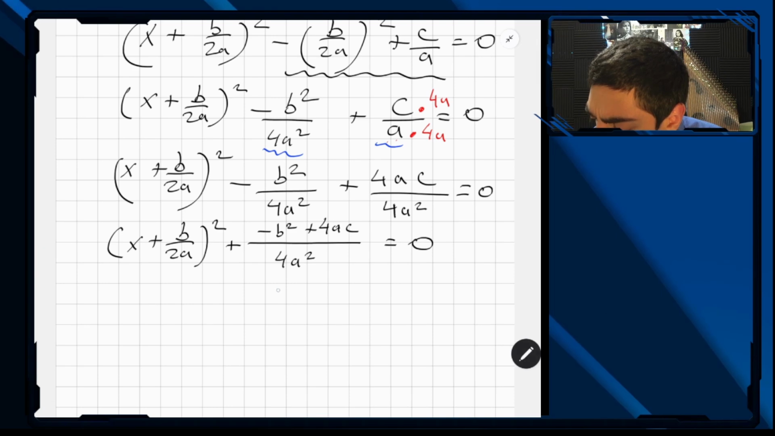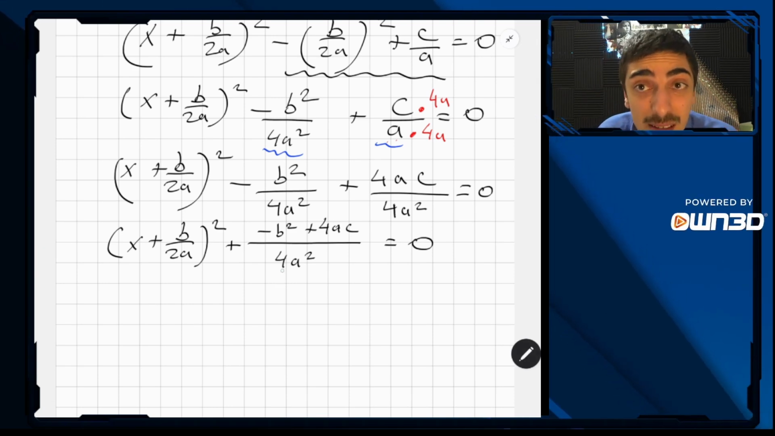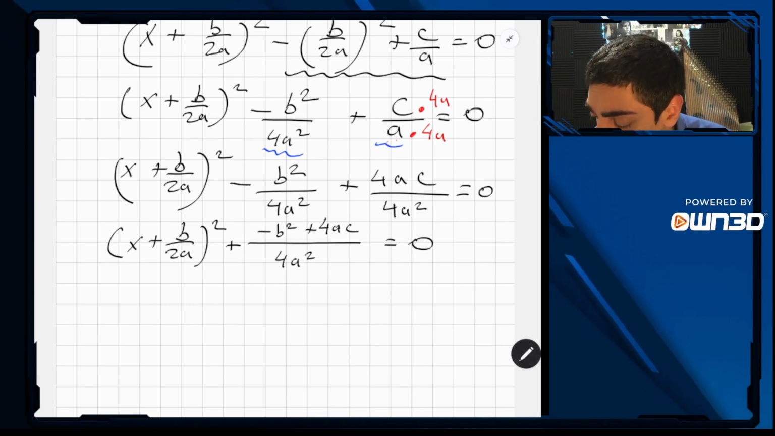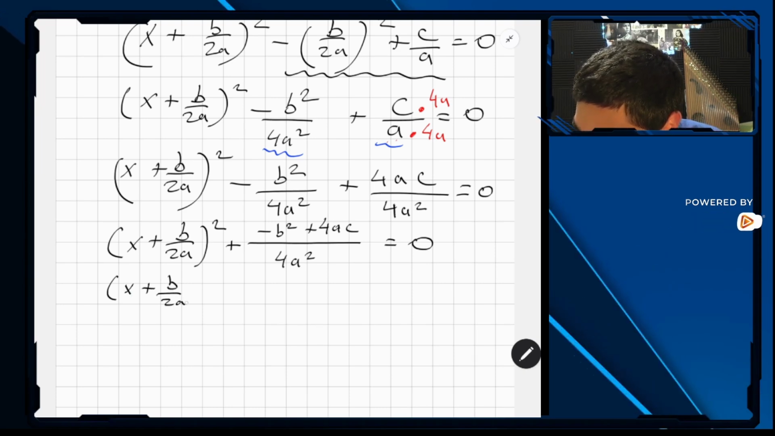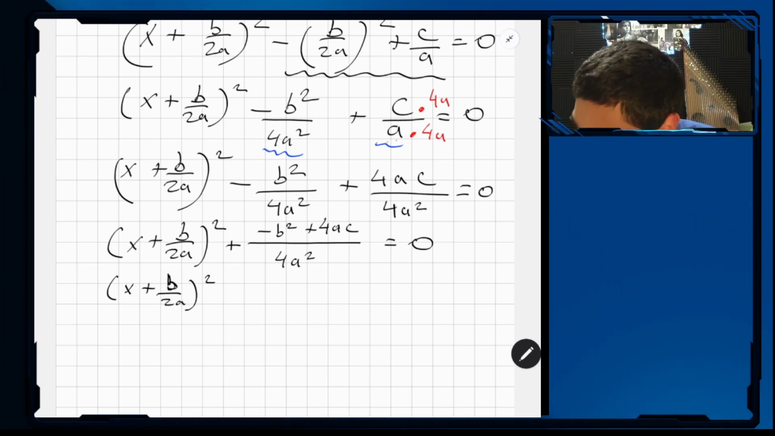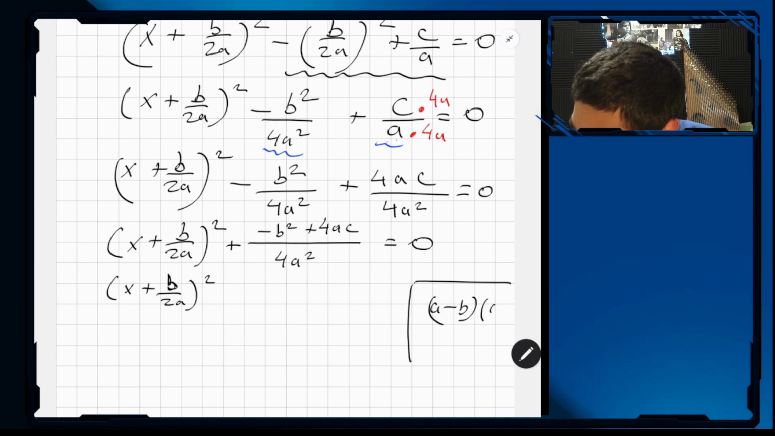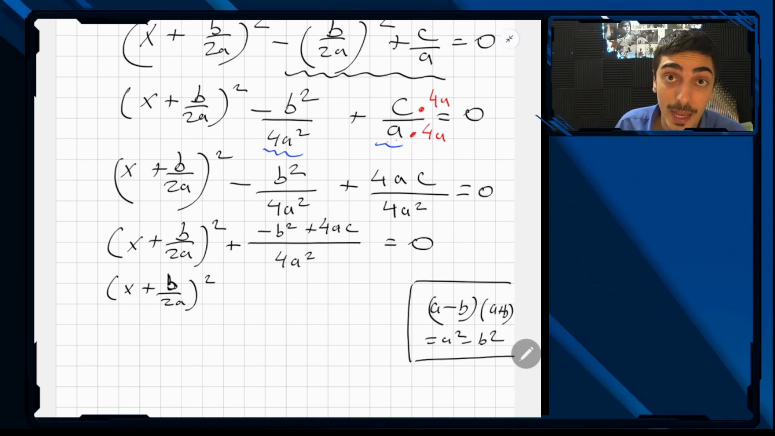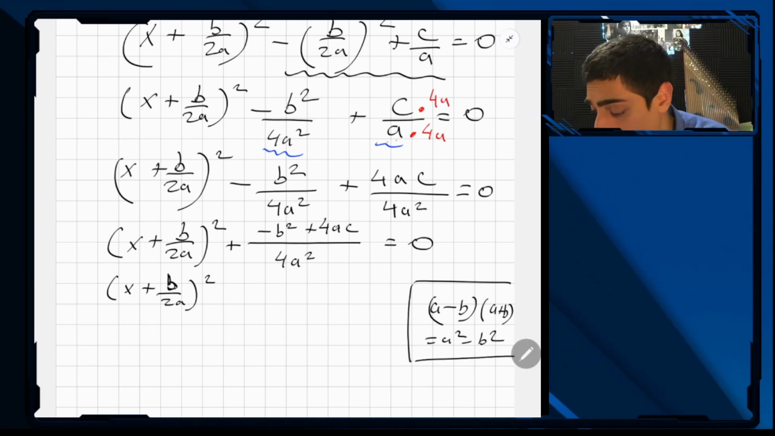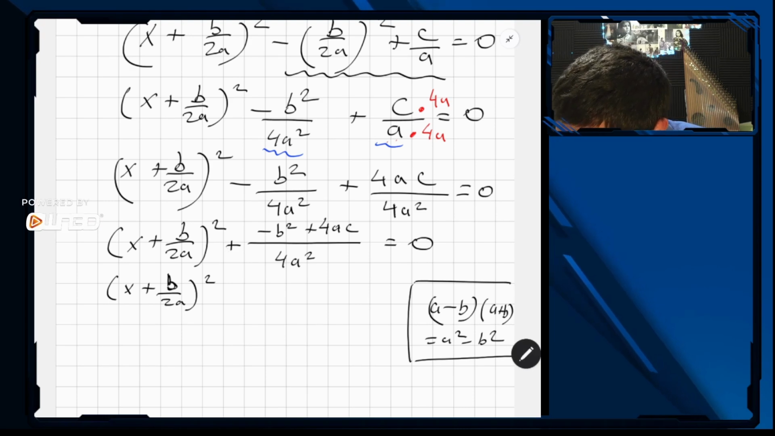This doesn't really look nice. What do I do? I have x plus b over 2a here, squared. And the next step, if you remember, is that a minus b times a plus b is equal to a squared minus b squared. This is the next trick that we will use in the completing the square bit. However, here we have this nasty plus.